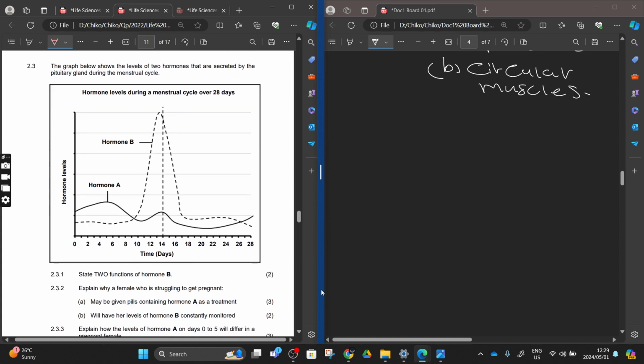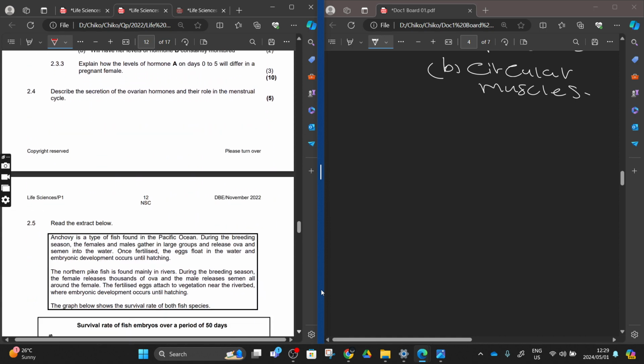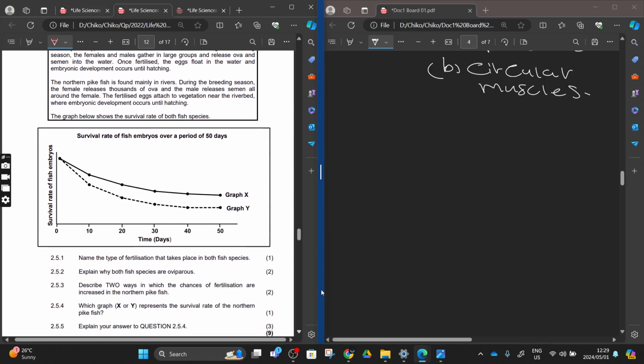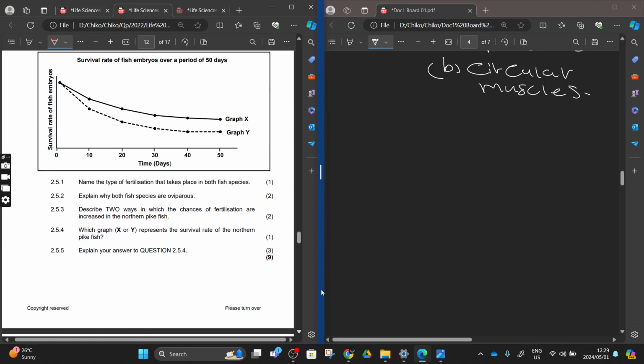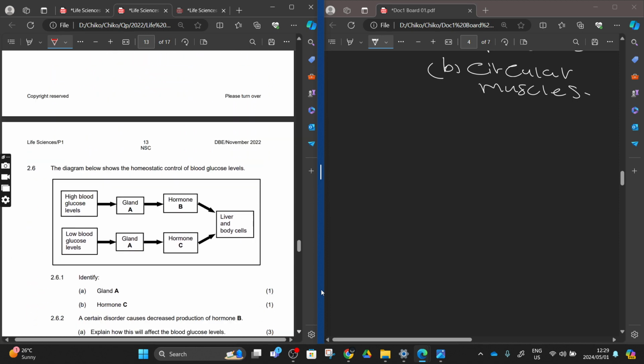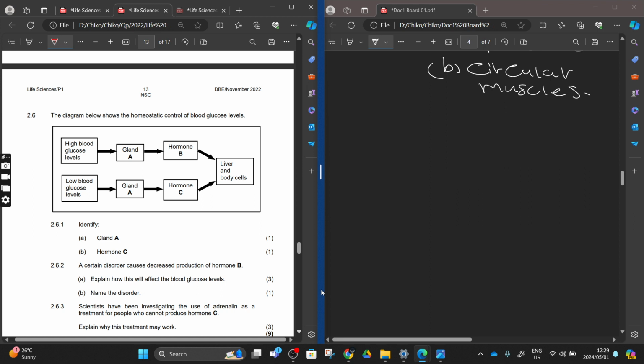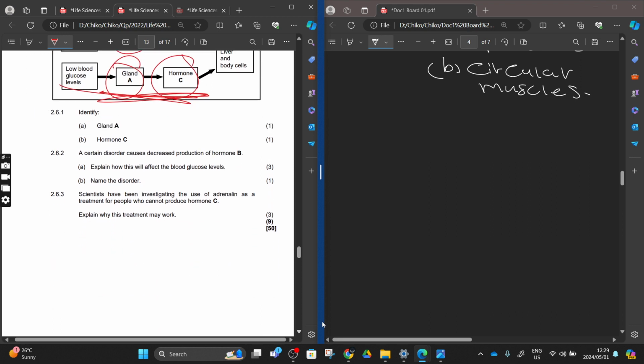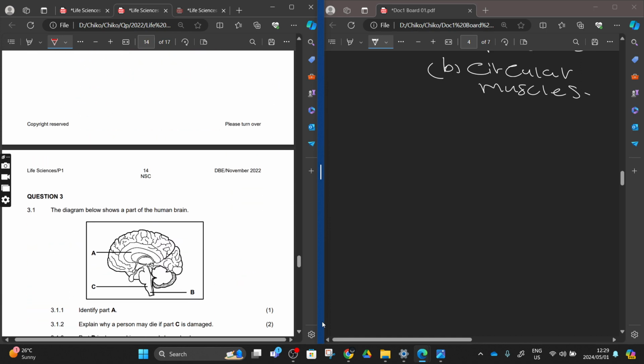So let's go on. Here we are dealing with hormones, puberty and the menstrual cycle. You'll agree with me. And then this one, we are dealing with fertilization, types of fertilization, maybe external and internal. I will agree, or I think so. And then this one here, we are dealing with hormones. We are going to do this next week, right? Homeostasis there, right? Then the gland 1, the gland A. At the end of the day, you should be able to decode this question after I deal with you.